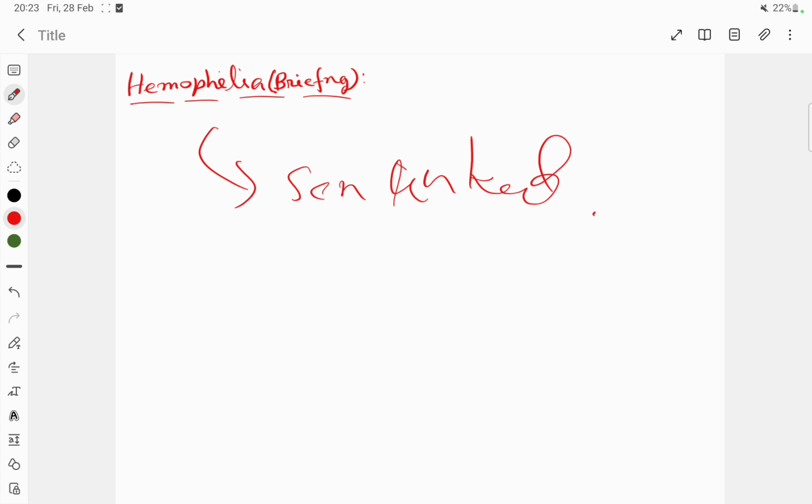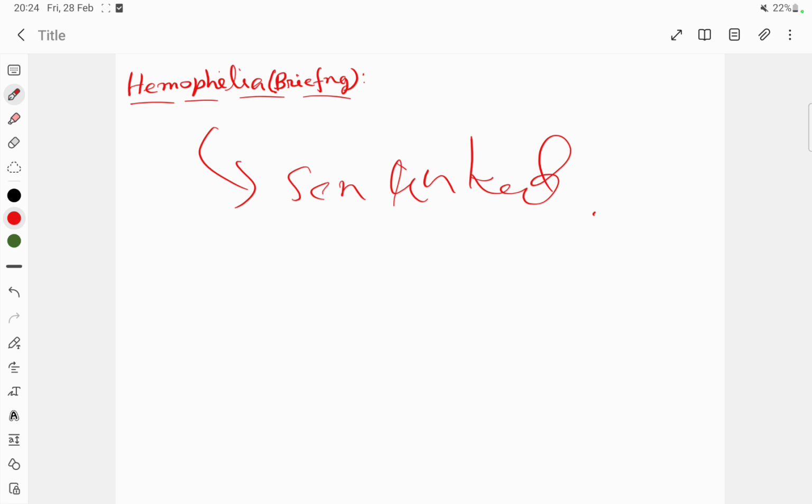Now as I have said earlier, there is a deficiency of certain clotting factors which may lead to the lack of formation of prothrombin activator. Now there are 3 factors which lead to hemophilia. These are factor 8, which is also known as anti-hemophilic factor, factor 9 or Christmas factor, and factor 11, which leads to hemophilia C.